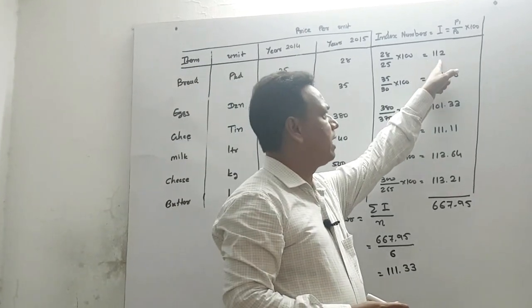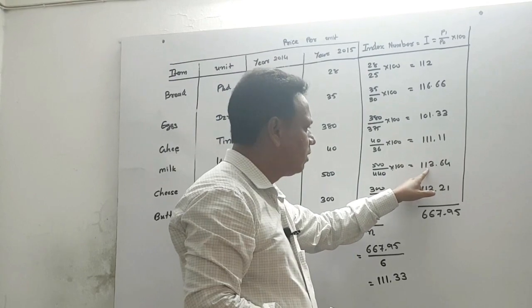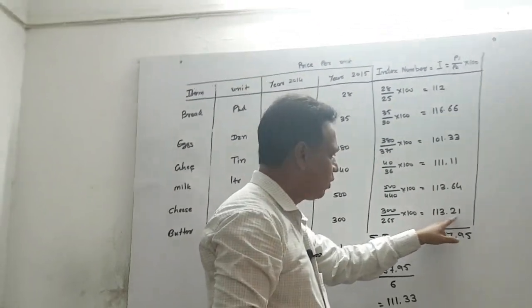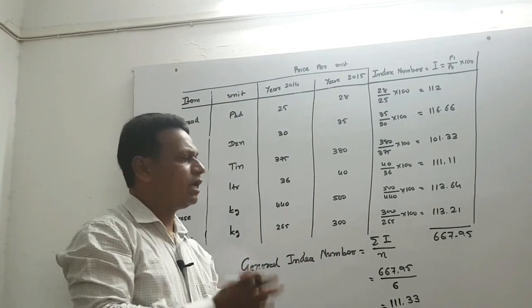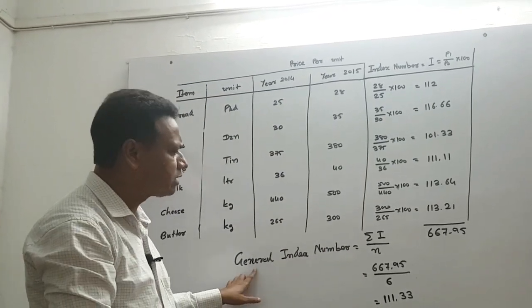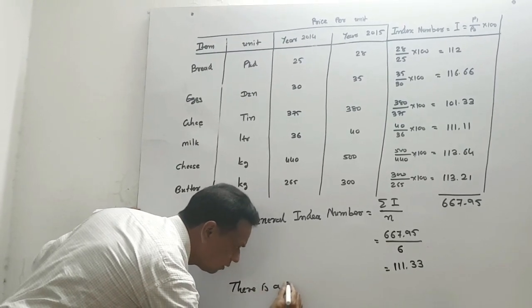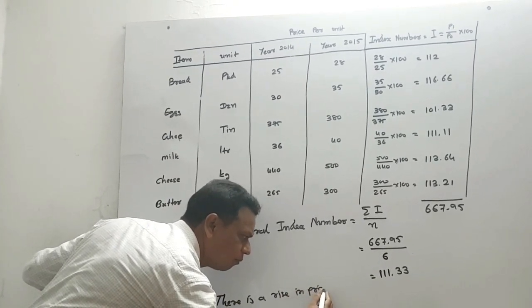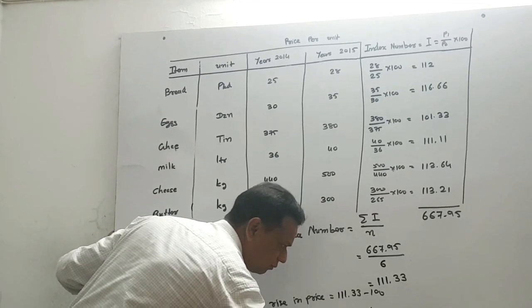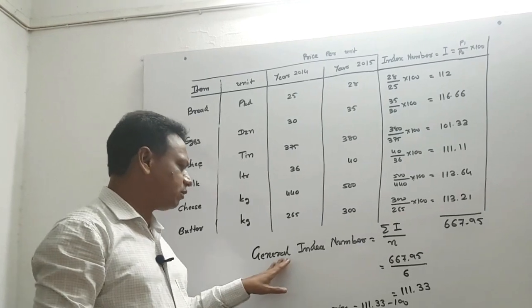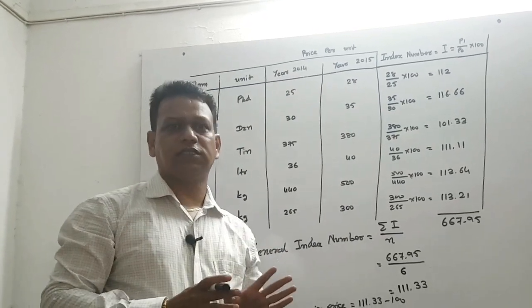You can see here 12% rise in bread, 16.66% in eggs, 1.33 in ghee, 11.11 in milk, 13.64 in cheese and 13.21 in butter. But these are the different measures of rise in the prices, while this indicates the overall rise in the prices, and they are asking to find out the general index number. This is the general index number which covers all the things. So at the end, we have to mention our answer. The rise in price is equal to 111.33 minus 100, which is 11.33%. So the general index number shows that there is an overall 11.33% rise in the price. So this is the general index number calculation.